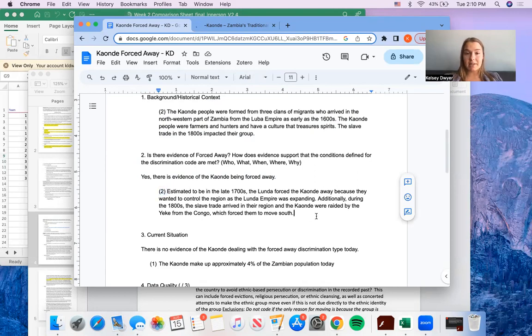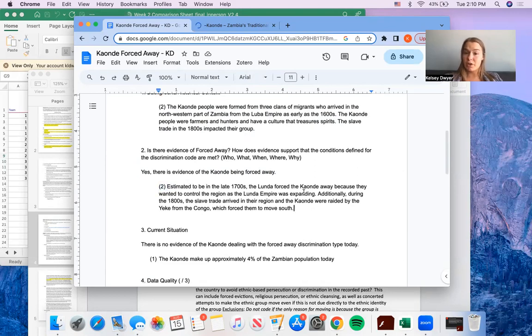Estimated to be in the late 1700s, the Lunda forced the Konde away because they wanted to control the region as the Lunda Empire was expanding. Additionally, during the 1800s, the slave trade arrived in their region and the Konde were raided by the Yeke from the Congo, which forced them to move south. So that's some pretty concrete information that I would definitely include in code as a yes.